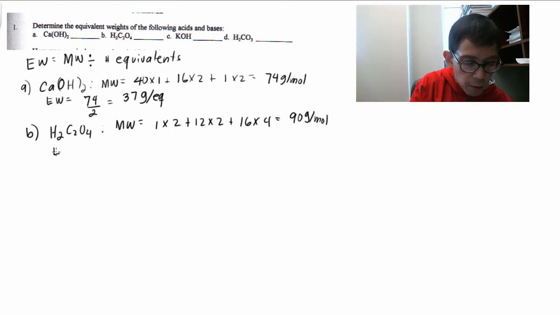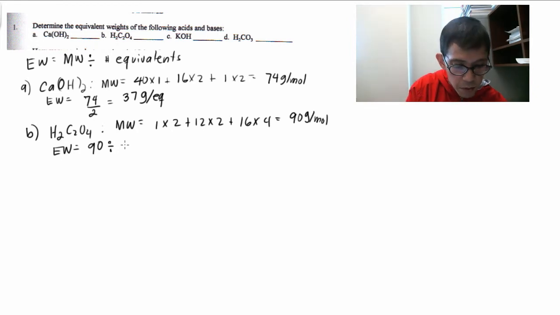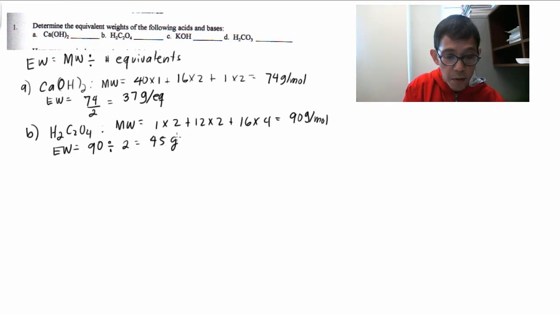So then the equivalent weight is equal to 90 divided by the number of equivalents. For an acid, it is the subscript of the H, which is 2. So this is 45 grams per equivalent.